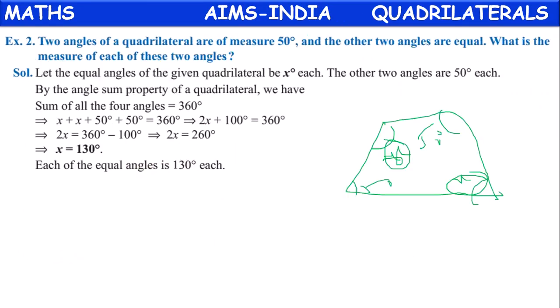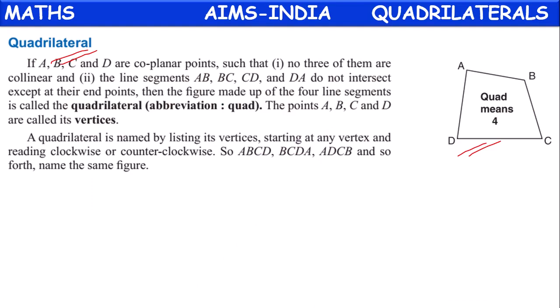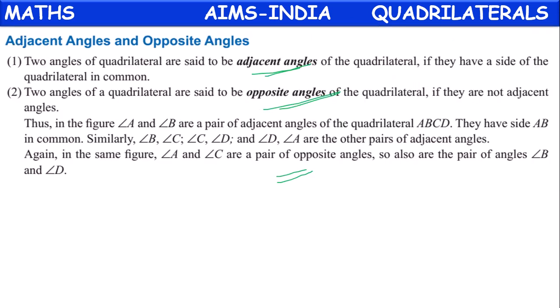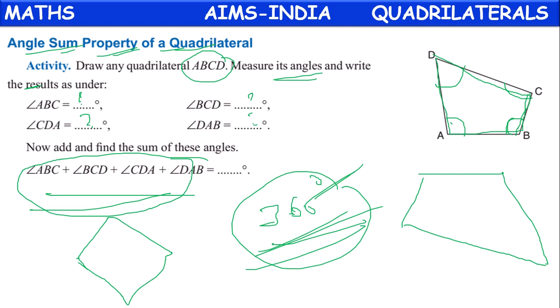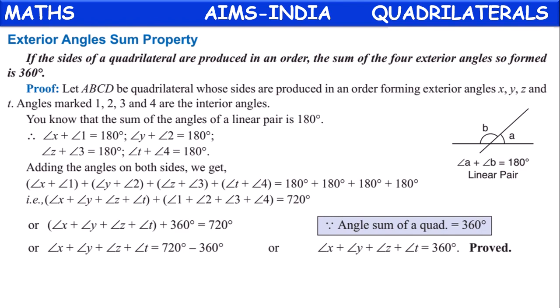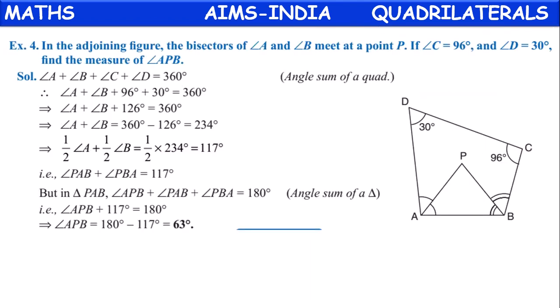Okay, children, that is about today's concept. About quadrilaterals we have learnt sides, angles, diagonals, adjacent sides, opposite sides, adjacent angles, opposite angles, angle sum property, interior angles, exterior angles, exterior angle sum property, and some example problems we have solved.